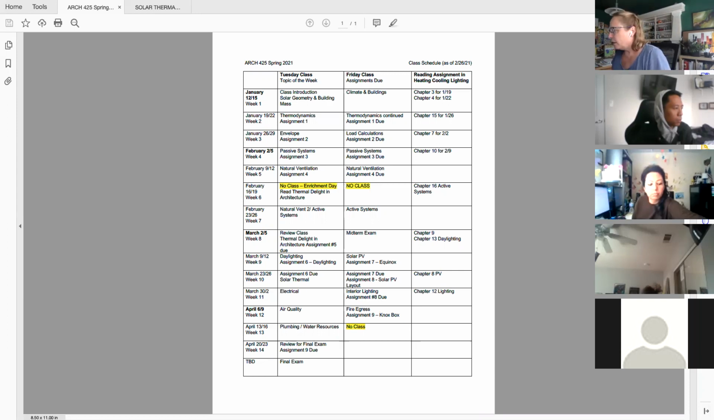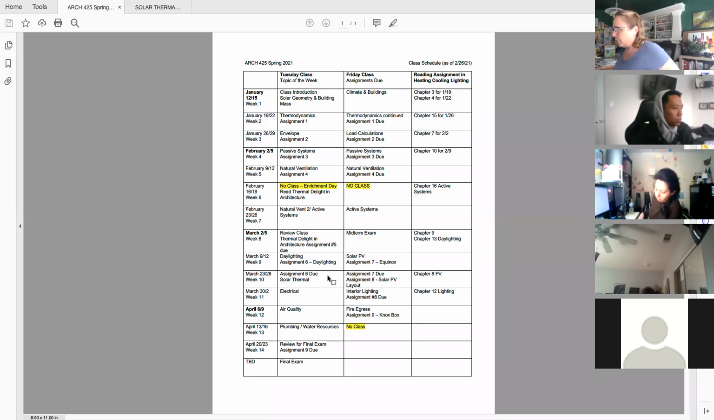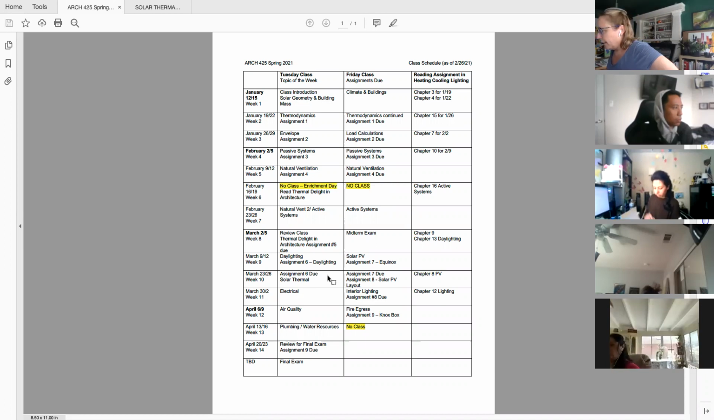Quick look at our class schedule. I updated this and I updated it on Moodle, just a few minor adjustments here. Today is the 23rd. We're doing solar thermal. Assignment number 6 is due. That's your daylighting assignment. On Friday, the equinox assignment is going to be due. That's number 7.